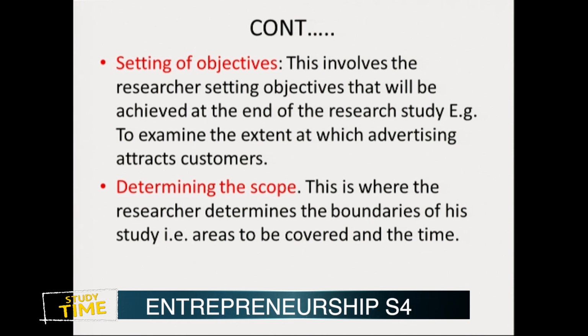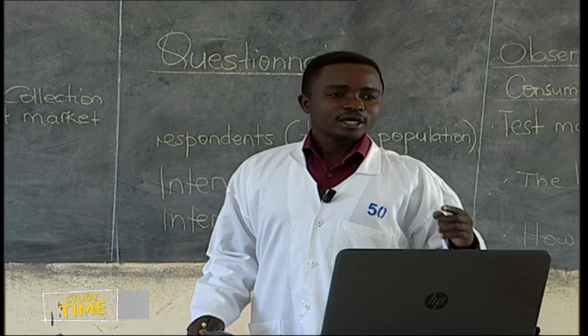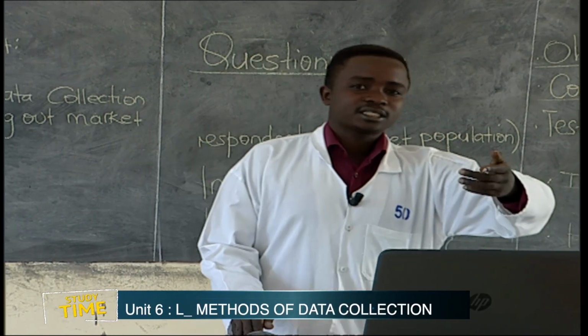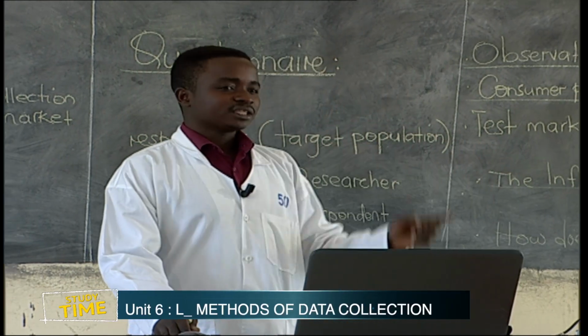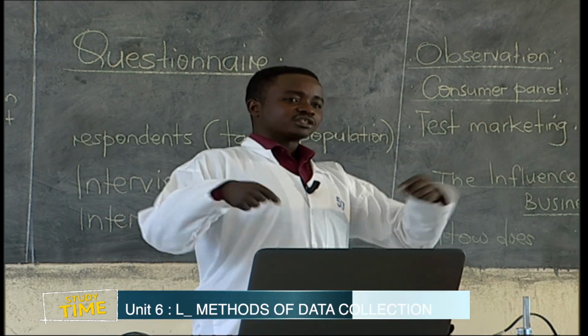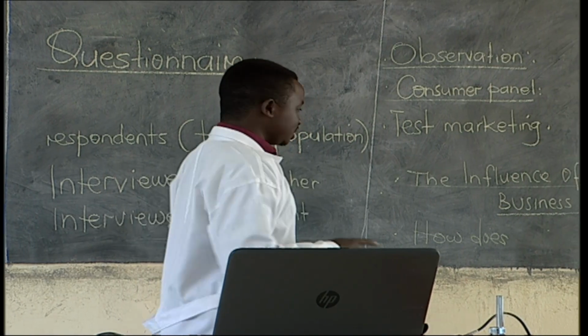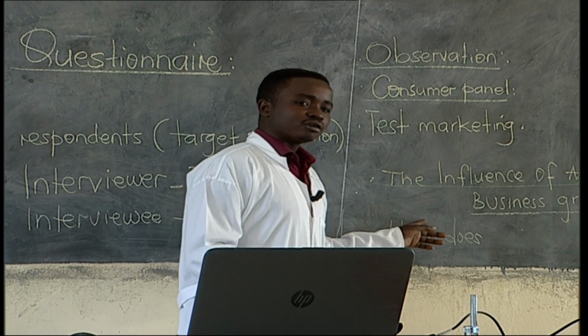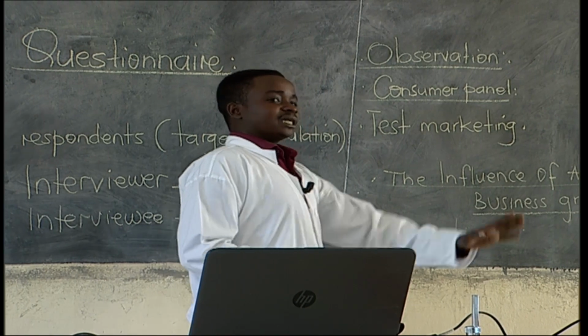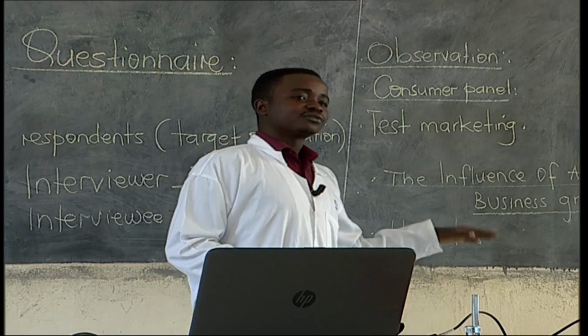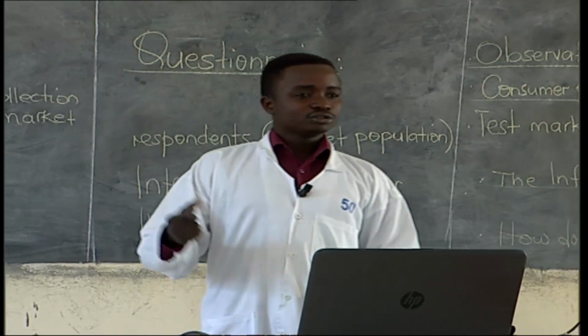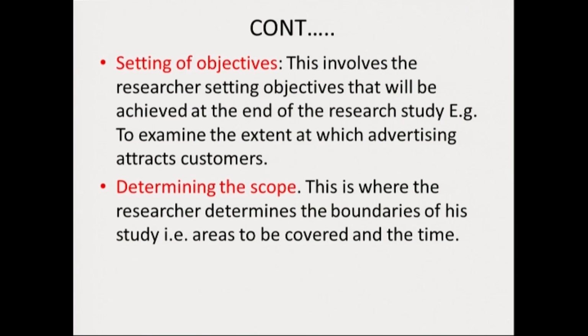You must notice how you state the research objectives. Objectives in research, we state them beginning with 'to'. To examine the extent to which advertising attracts customers. That will be your research objective. Remember, we have extracted it from the research question or the research problem. If there are 4 research problems, make sure you generate 4 research objectives. Then we continue to determine what we call the scope. This is where the researcher determines the boundaries of his study, areas to be covered, the limitations of the research, and the time.